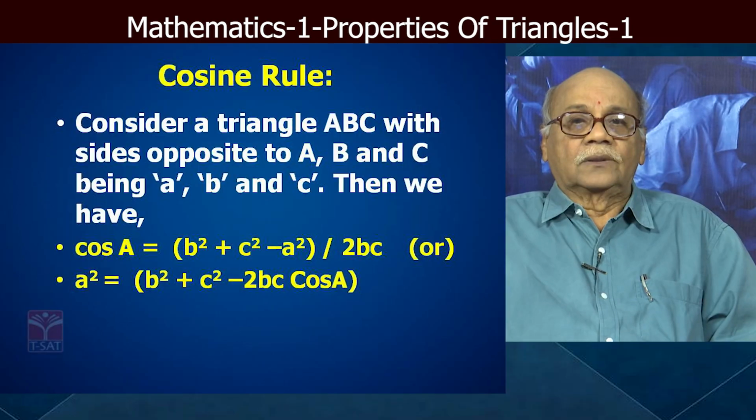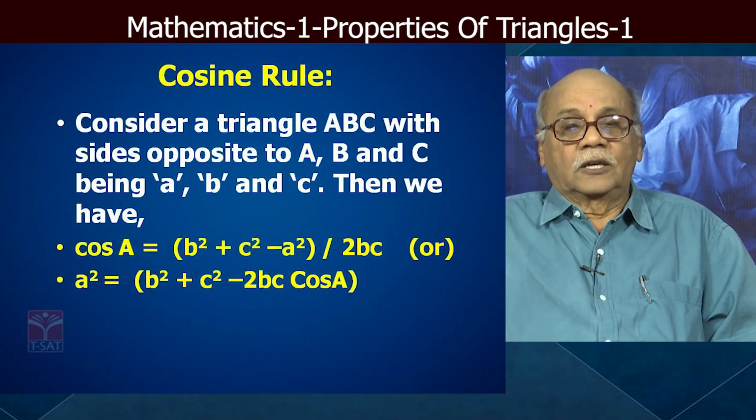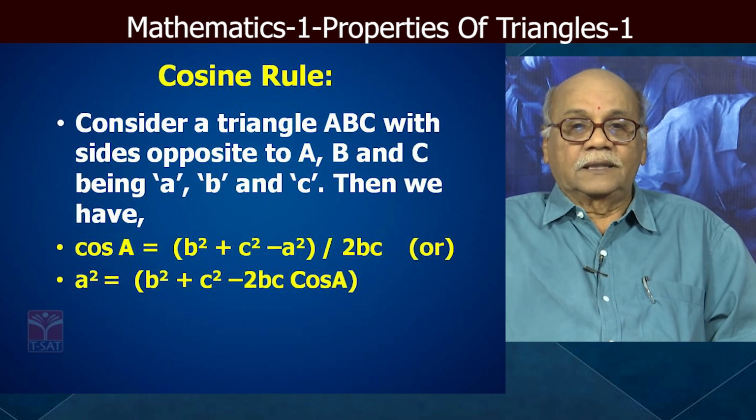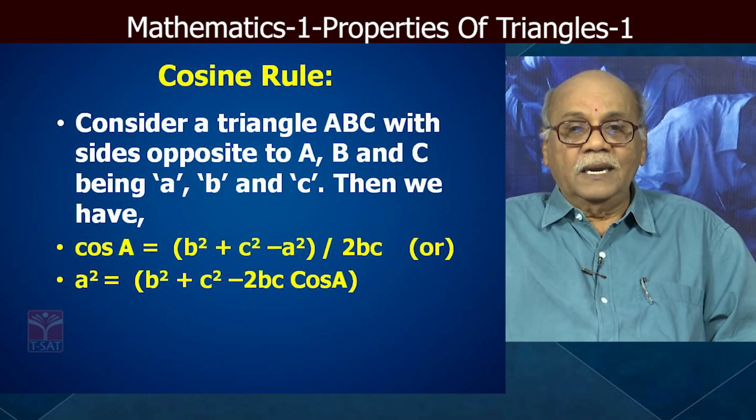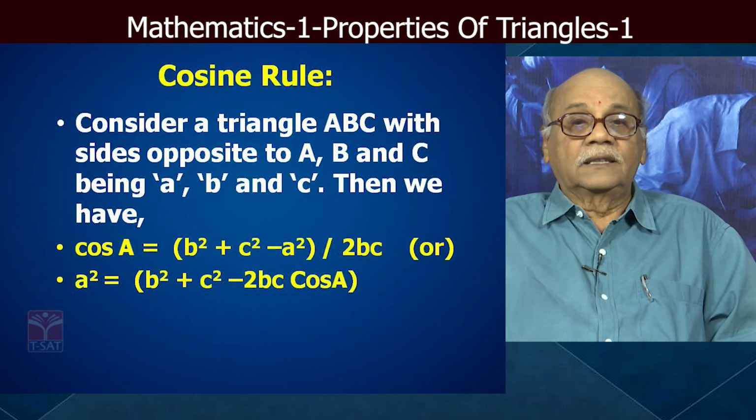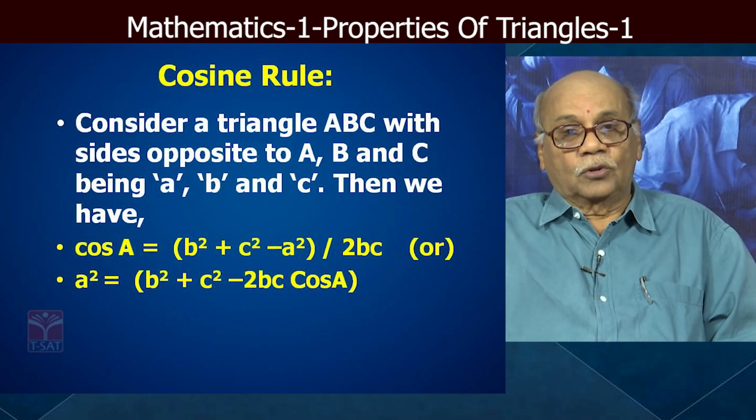So the next rule is what is called the cosine rule. That means in triangle ABC, a square, that means side square, is equal to b square plus c square minus 2bc cos A. And similarly, b square is equal to c square plus a square minus 2ca cos B, and c square is equal to a square plus b square minus 2ab cos C. These two are called the sine rule and cosine rule.